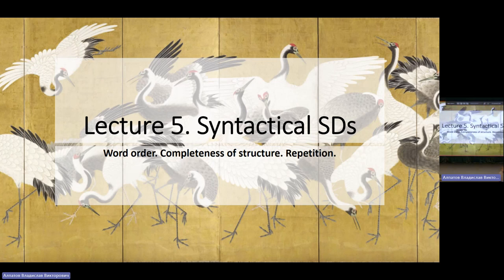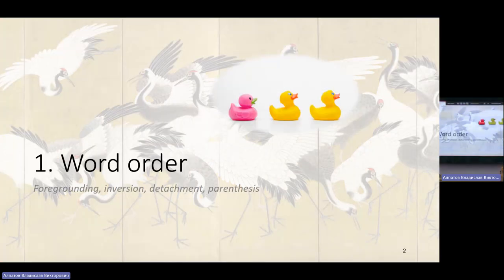And first comes the block of figures of speech based on the word order. And here we're going to look at foregrounding, inversion, detachment, and parenthesis.